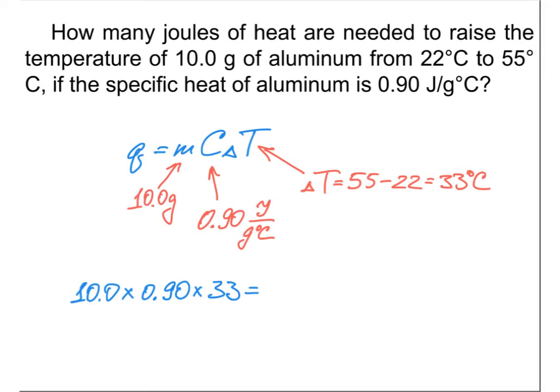Plug those numbers into your calculator, and the answer is 297 joules of energy are required to raise the temperature of that aluminum sample. And we can use scientific notation to help us express this number in significant figures.